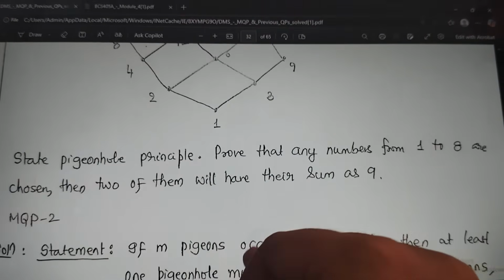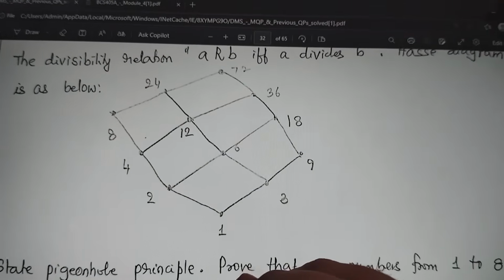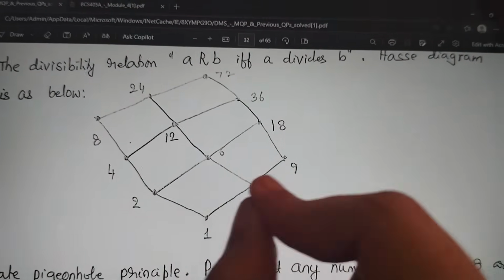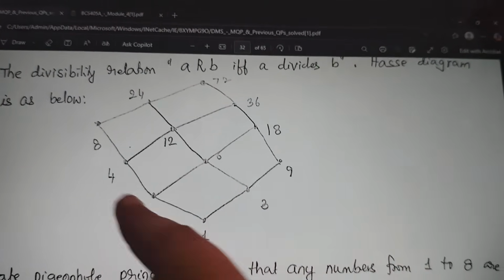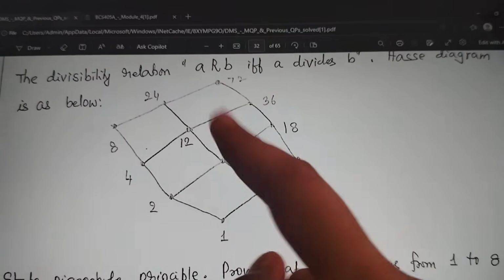Okay, one more thing I had to tell regarding the Hasse diagram. When you are writing a Hasse diagram, always make sure that you write the numbers in increasing order, in something like a zigzag pattern, so that it will be easier for you to mark.